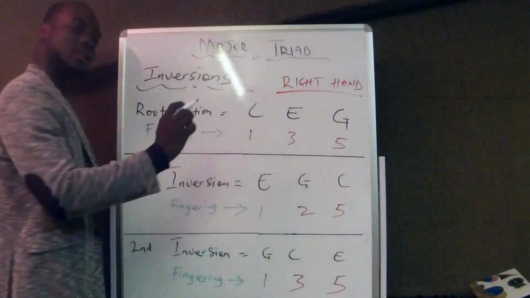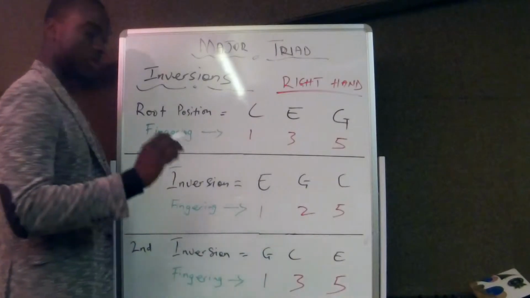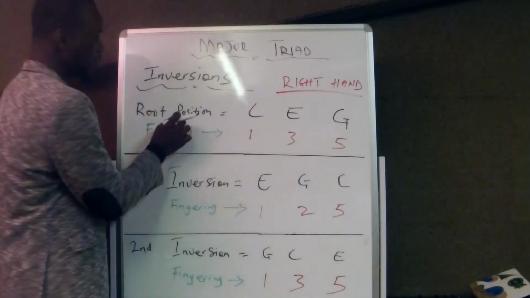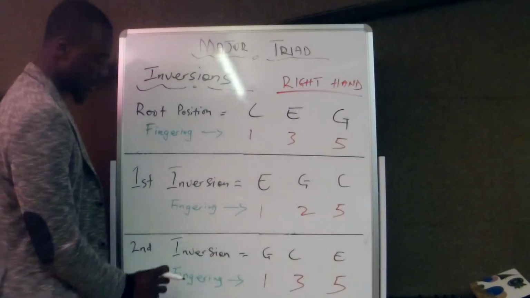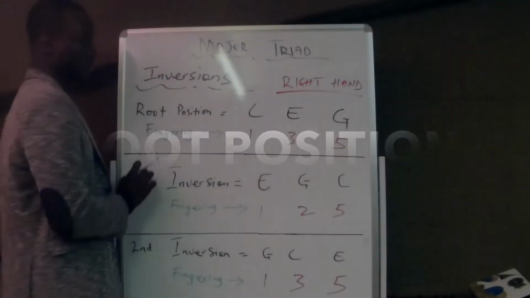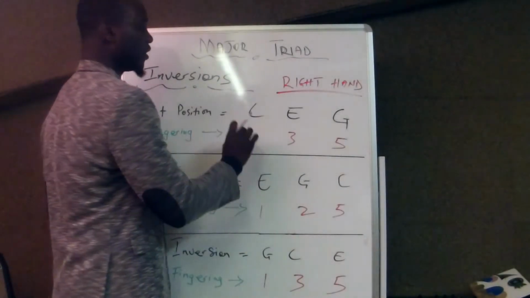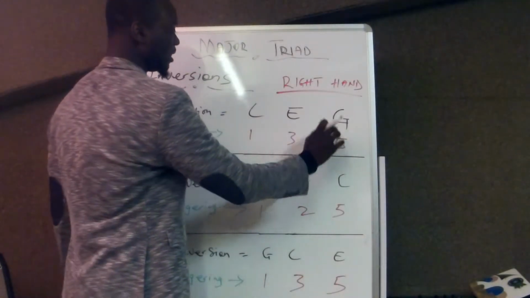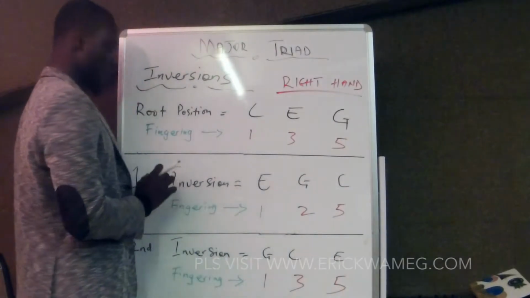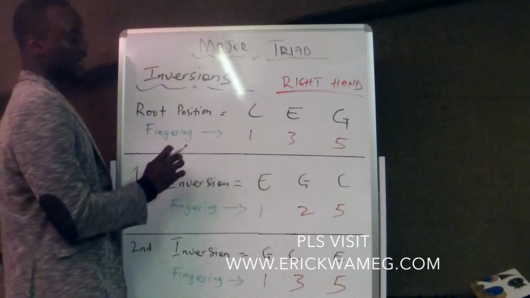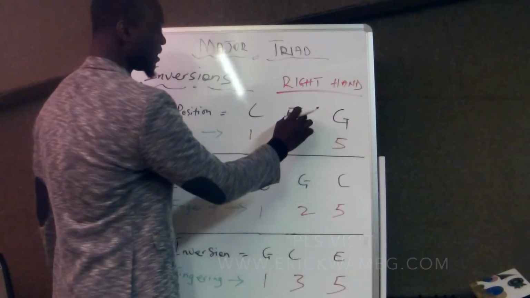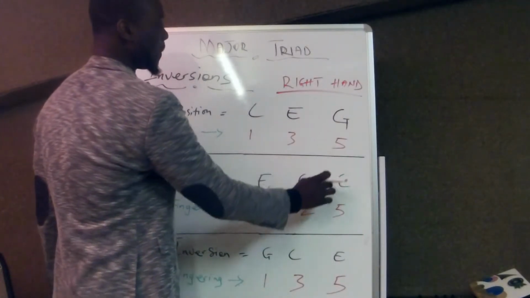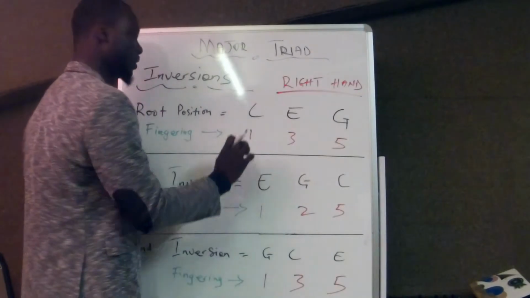Now, the C major triad and its inversions. You can play the C major triad in 3 different ways. You can have the root position, you can have the 1st inversion, and you can have the 2nd inversion. The root position, you have C, E, G. Yeah? And the fingering for that is finger 1 plays C, finger 3 plays E, and finger 5 plays G. I'll show you that on the keyboard now.